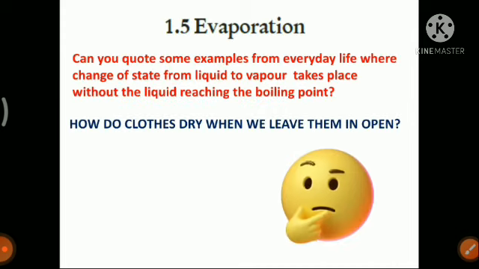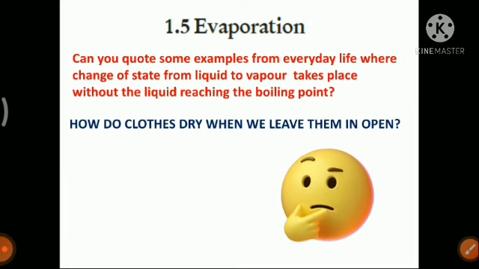Next we have a very interesting phenomenon, that is evaporation. Have you ever thought that after washing your clothes you let them dry outside? But where does the water on the clothes go? When we wash clothes with water, the wet clothes have water on them. When you dry them, the water gets removed from the clothes. But how does this water get removed, or where does it go? Have you ever thought about it?